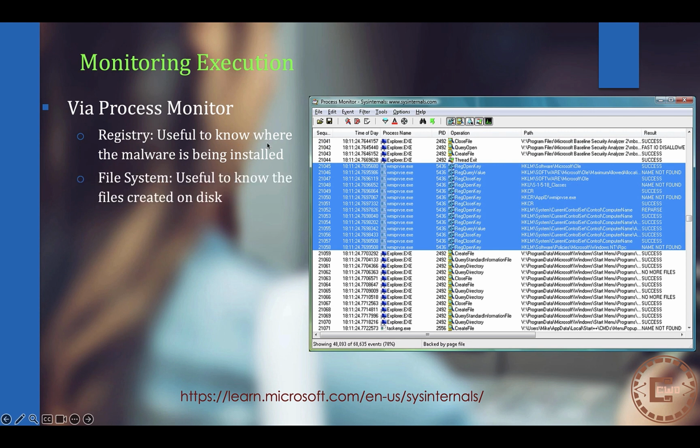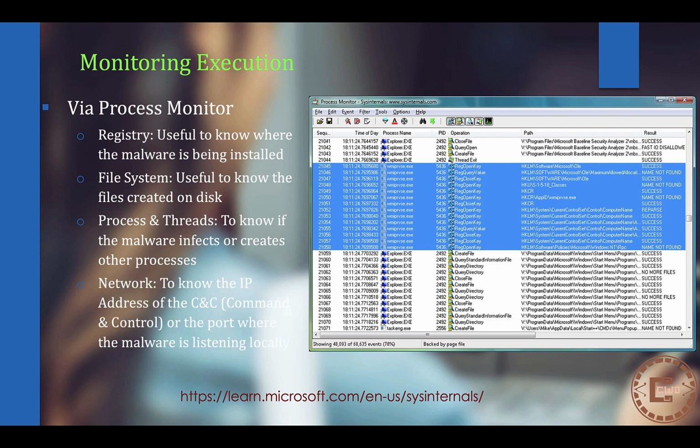File system, obviously, if the malware is writing to the disk or reading something from disk. Thread level, if the malware is injecting into something else. Network level, if the malware is communicating with other IPs and ports.